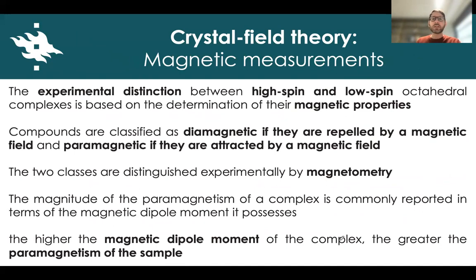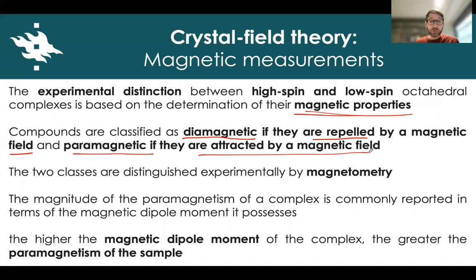Okay, but experimentally, how can we check if a complex is high spin or low spin? One of the important techniques for this is the determination of the magnetic properties of a complex, in which a compound can be classified as diamagnetic or paramagnetic. Diamagnetic compounds are those that are repelled by a magnetic field, while paramagnetic compounds are attracted by a magnetic field.